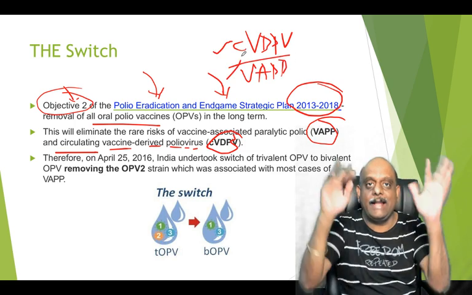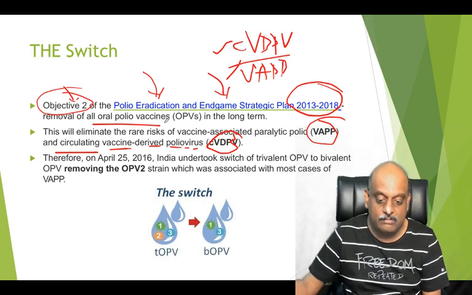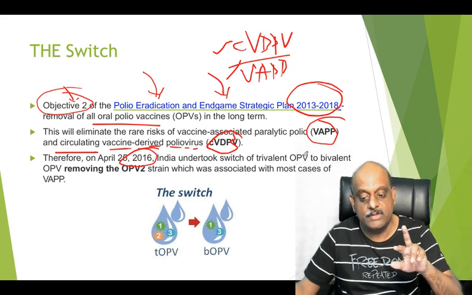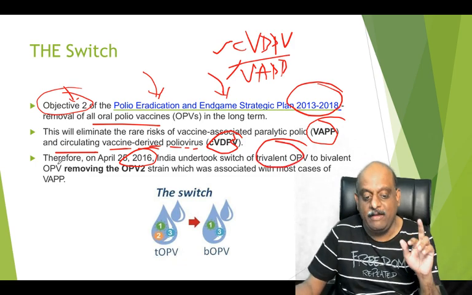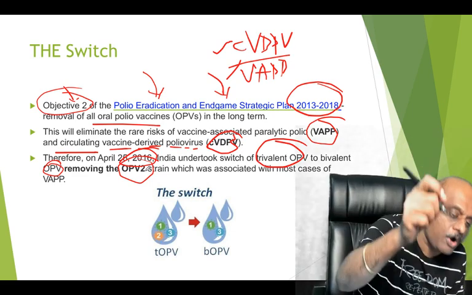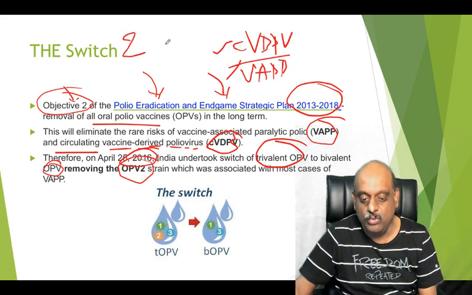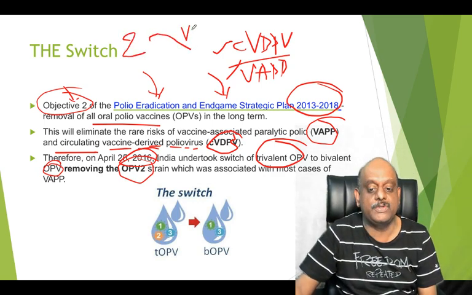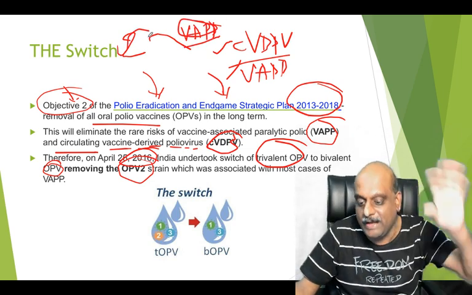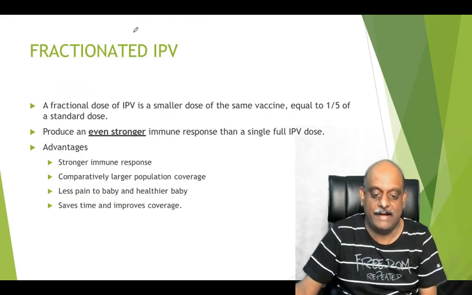To remove both of these, the switch program. Therefore, in April 2016, India undertook a switch of trivalent OPV to bivalent OPV, removing the OPV2 strain, which is the most common strain associated with VAPP. Please don't forget. Type 2 is the most common strain associated with vaccine associated paralytic polio. So we will remove it, and we removed it. Made it bivalent, stopped trivalent.